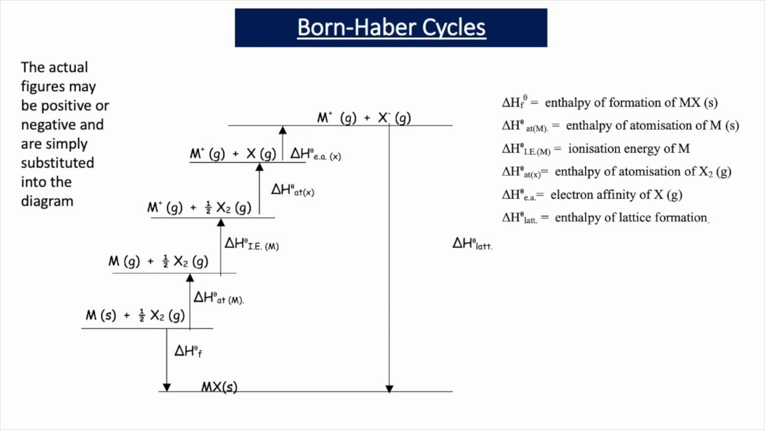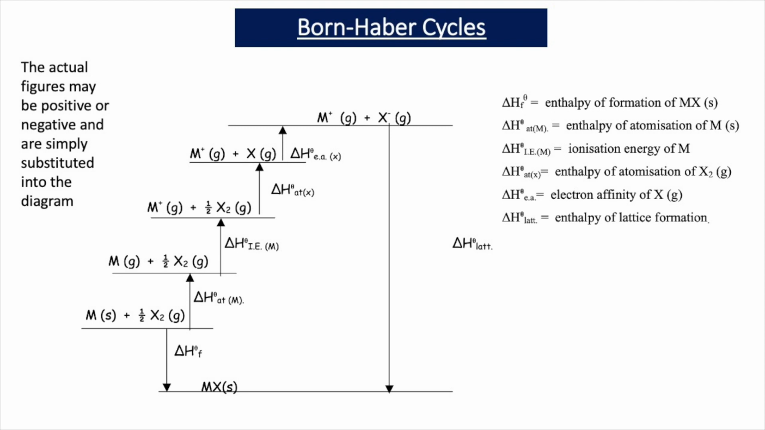As I've mentioned previously, you will be given data to complete this cycle, numerical values, and you'll have to use this to find a missing value. So you're usually asked to find either an enthalpy of lattice formation or an enthalpy of formation of an ionic compound.